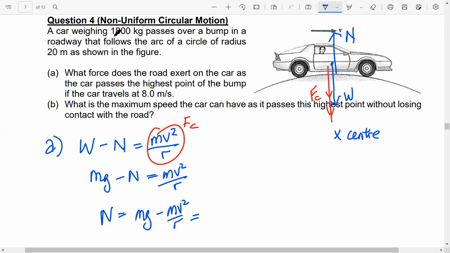Okay, m is given 1800, v squared over r. So let's see, 9.8 times 1800 minus 1800 times 8 squared divided by 20. You get 11880 newtons. Okay, it's always about drawing the free body diagram.